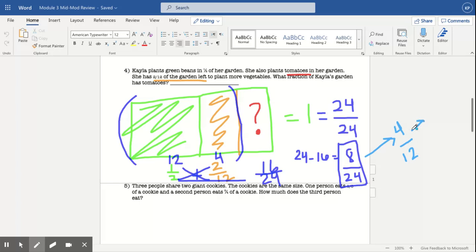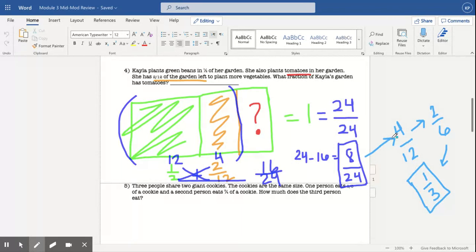But then always ask yourself, can I go even further? Sure, we can cut both of these by 2 again. 4 in half is 2, 12 in half is 6. Can I go again? Well, yeah, of course you can. Let's cut it in 2 again. 2 goes into 2 one time, and 2 goes into 6 3 times. Can I simplify this any further? Nah. So 8/24 or 1/3, both of those would be the right answer for number 4.